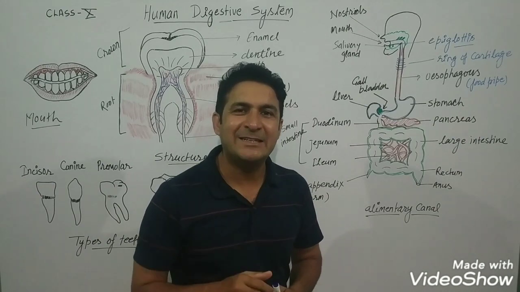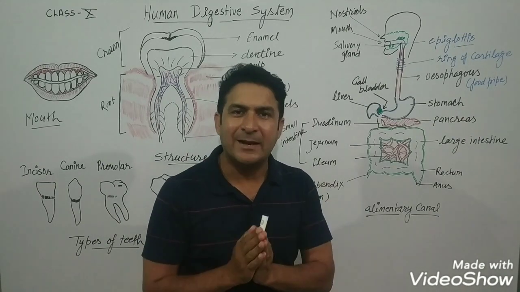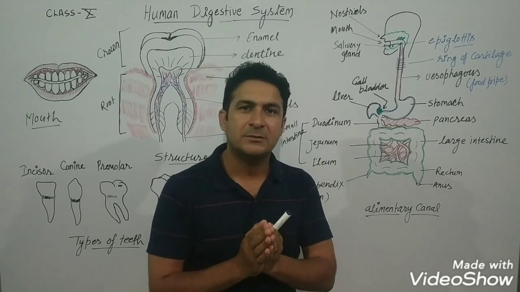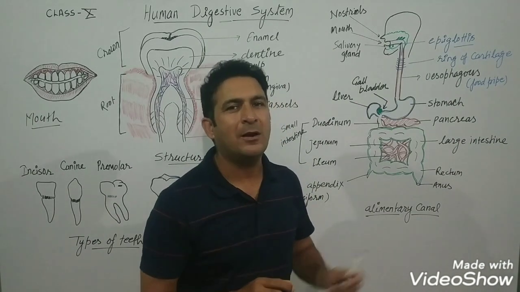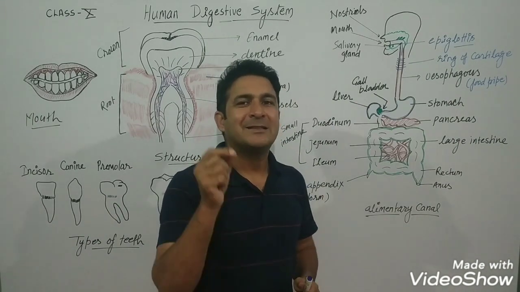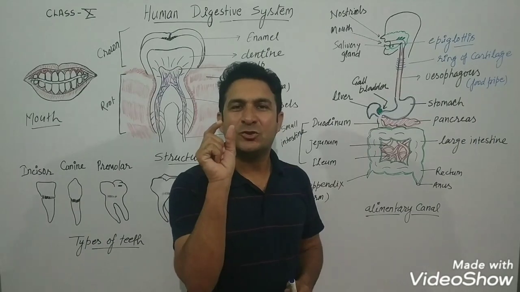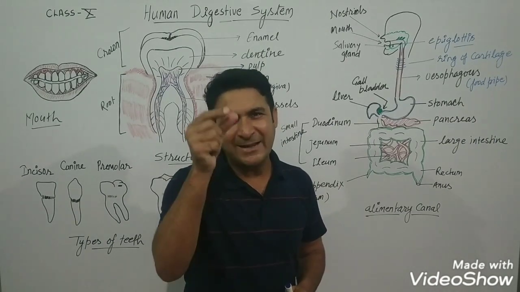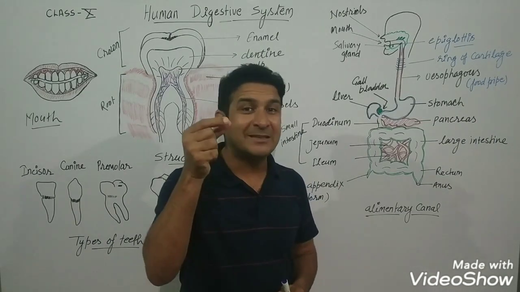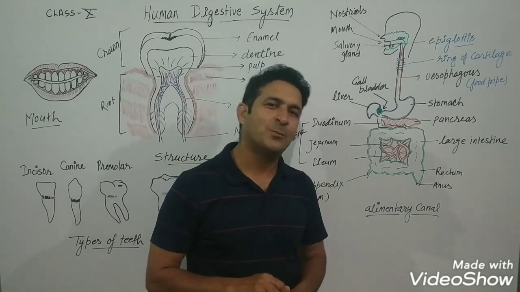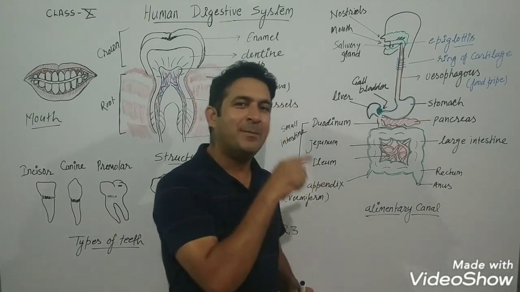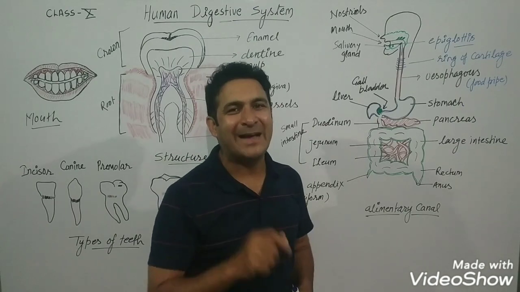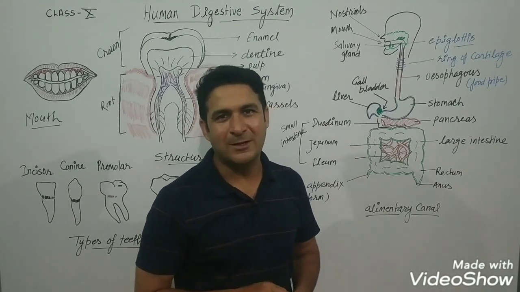Because the large intestine has a large diameter, it is broad. Okay, and that's why this is called the large intestine, whereas the small intestine has a small diameter and it is very narrow. Because this is narrow, that's why this is called the small intestine. So the naming is given because of diameter only. Okay, not for the length.